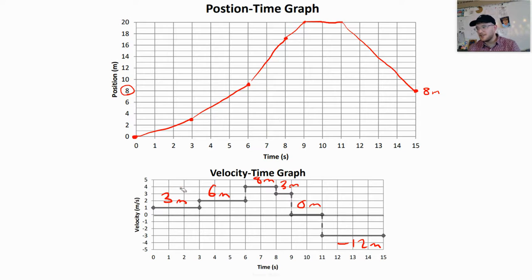So based on this velocity time graph, you're able to, big word here, extrapolate the position time graph. So the way it looks is, here I went 3 meters, here I went up 6 meters, here I went up 8 meters, here I went up 3 meters, here I went 0 meters, and here I went backward 12 meters. So you can see how those graphs kind of mirror each other.